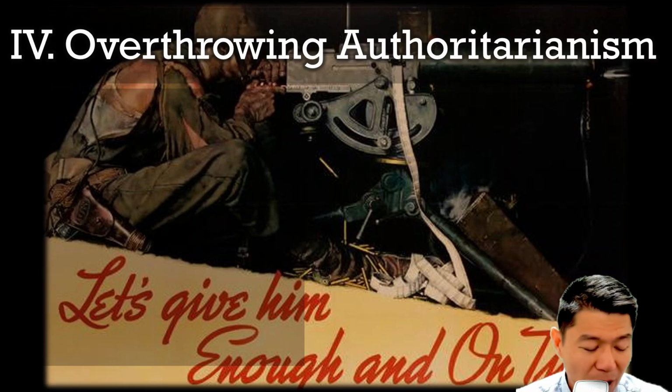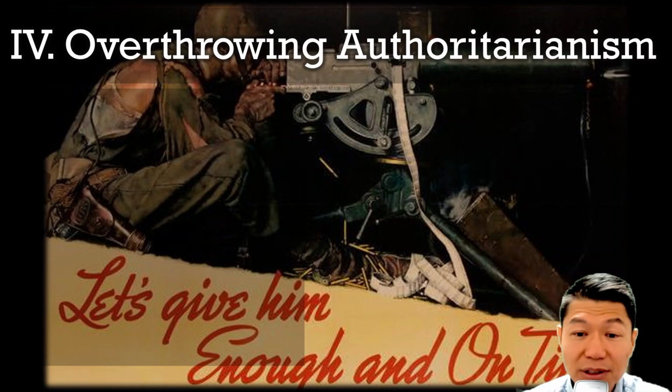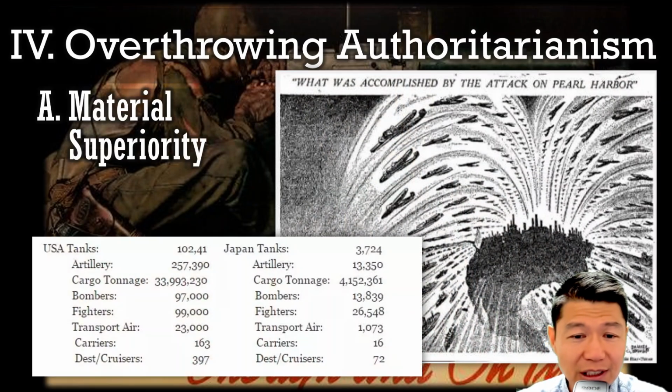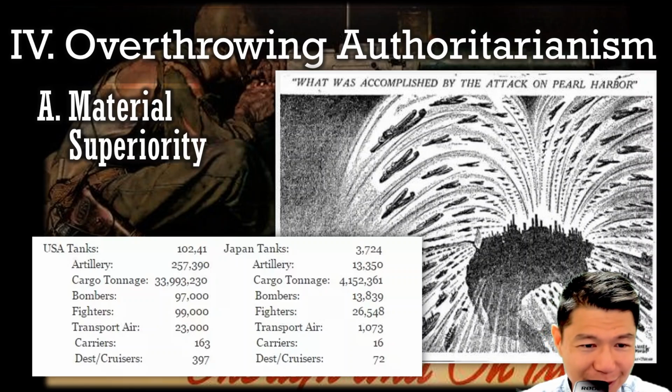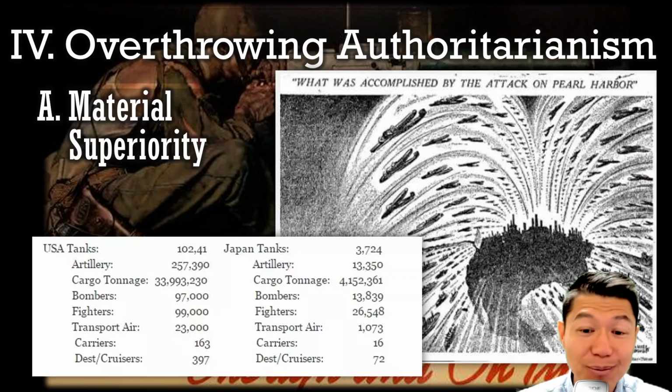And the other argument we're making is the overthrow of authoritarianism and eventual creation of democracy in places in Europe and in Asia as well. And what the United States contributed to this was the sheer material superiority and firepower that was accomplished by American industry in larger numbers than any other states. If you look at this here, the comparison between the United States and Japan, just the sheer amount of resources that were thrown at Japan.